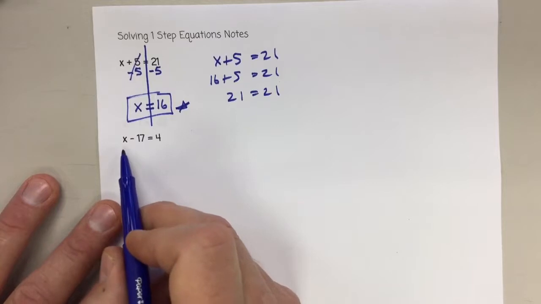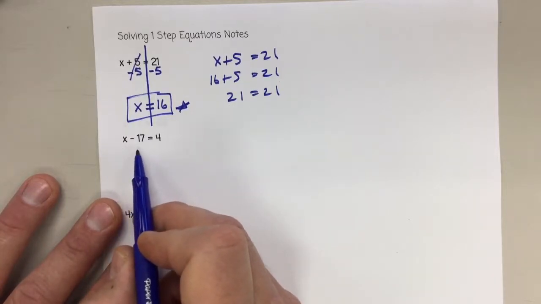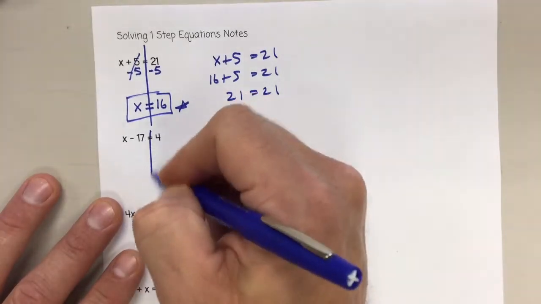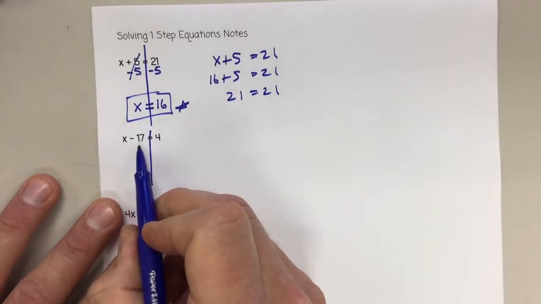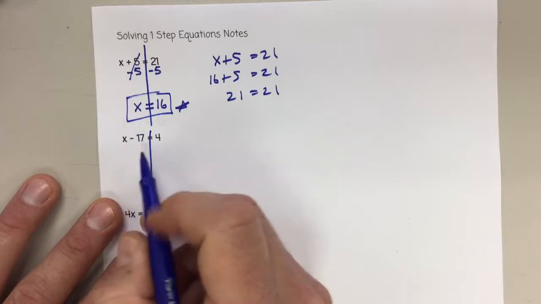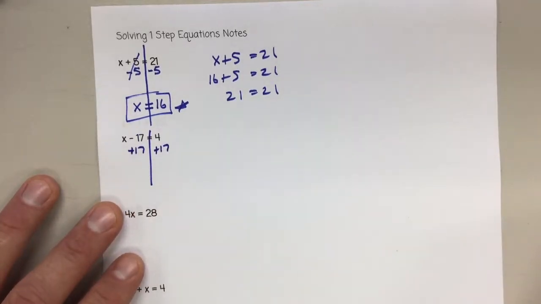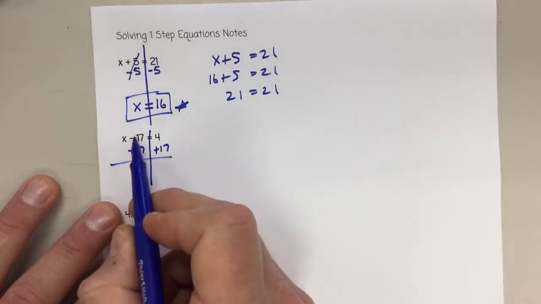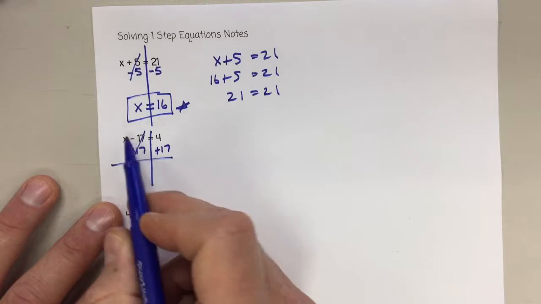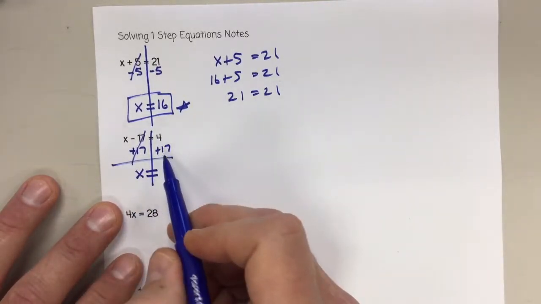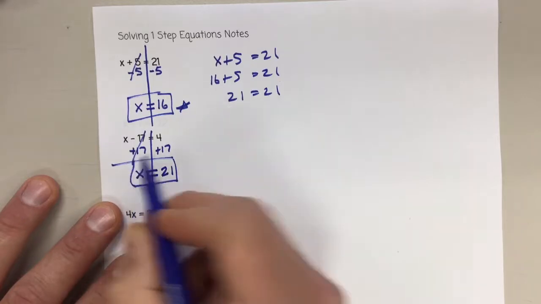In this equation, we're taking x and subtracting 17 and getting 4 as our answer. So to get x all by itself, I need to do the opposite of subtracting 17, which is adding 17. And of course, I do that to both sides of the equation. The negative 17 and the positive 17 cancel each other out, leaving me with x. And 4 plus 17 gives me 21.